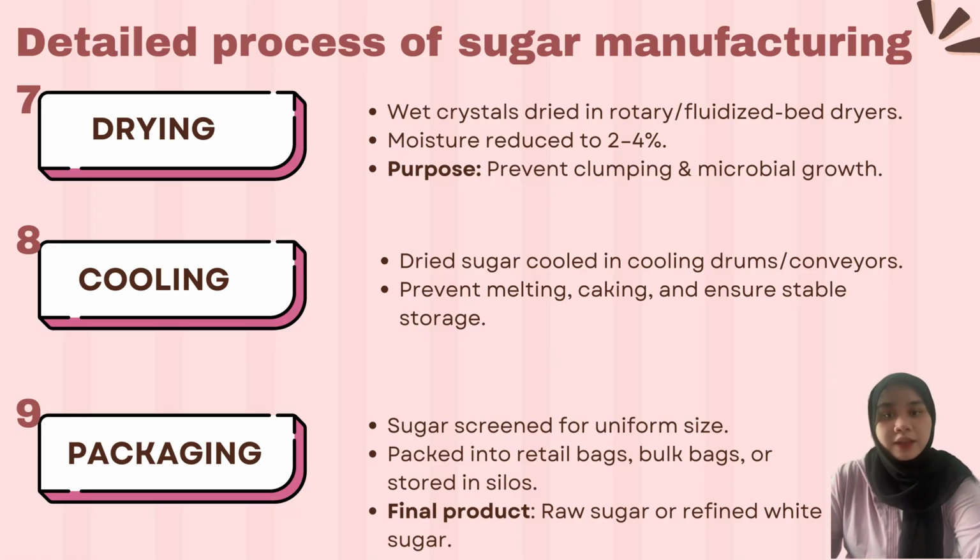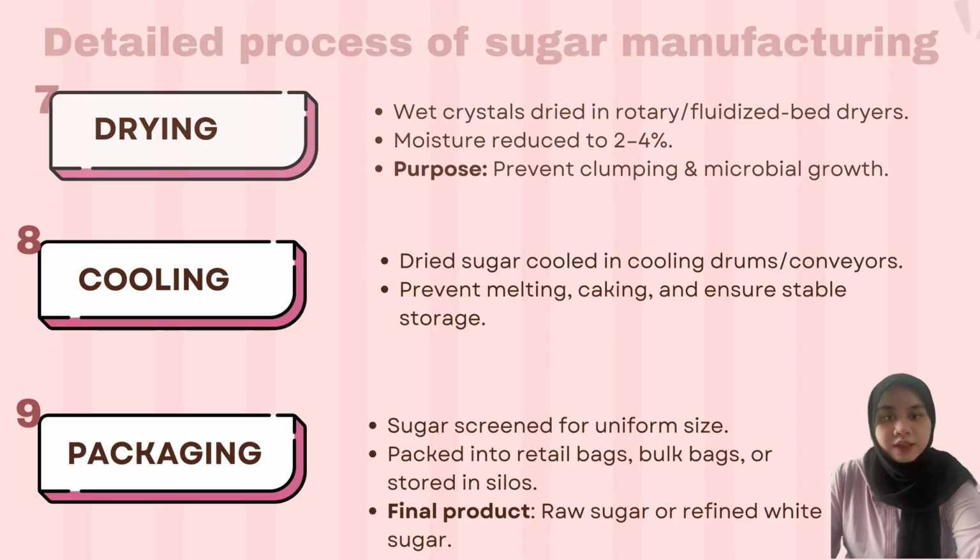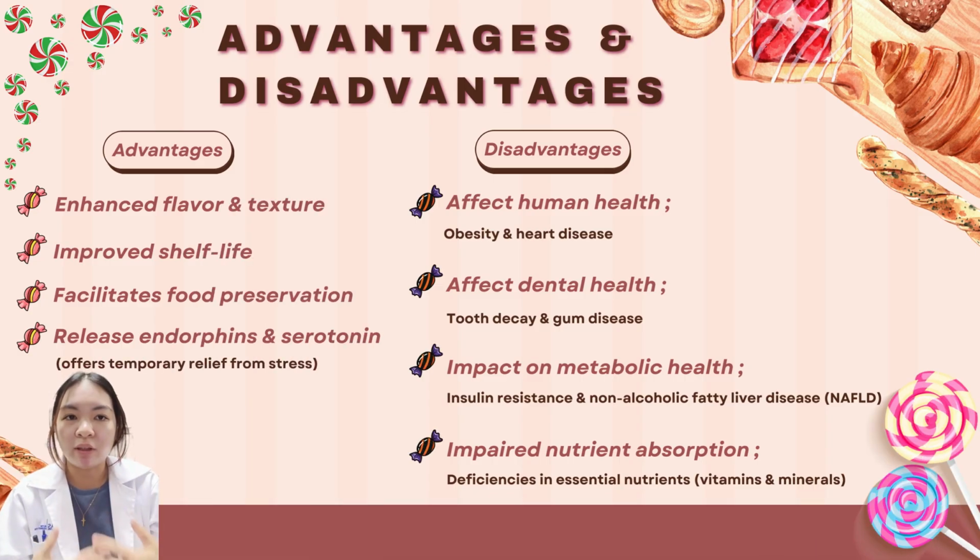And the final step is packaging. Here, the sugar is screened to make sure the crystal size is uniform. Then it is packed according to its intended use, either into retail packs, bulk bags, or stored in large silos. At this stage, the product is ready to be distributed as either raw sugar or refined white sugar, depending on the type produced. So these are the 9 complete steps of the sugar manufacturing process, which prepare the final sugar for distribution.